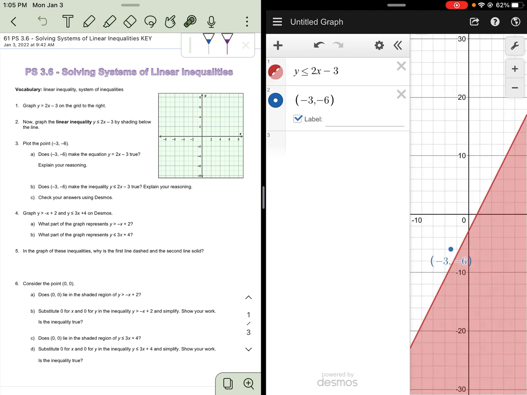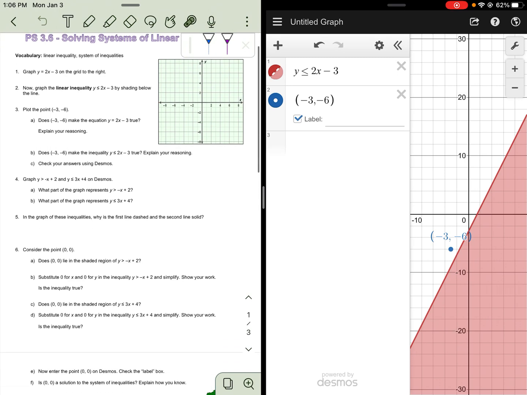To be a solution to the inequality, it would have to be in the shaded region. Every single point that's in the red shaded region is a solution to the inequality. So since this is not in the shaded region, it's not a solution to the inequality. Since it's not on the line, it's not a solution to the equation. Okay?